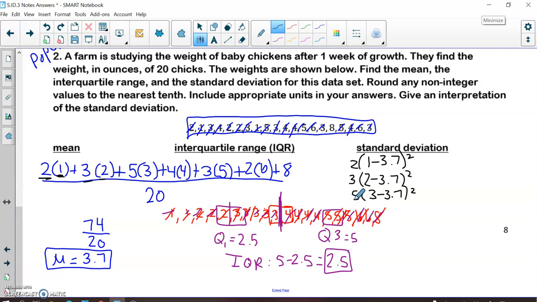Sorry, I'm going to need to move over. My next data point was 4, and I had 4 4s. My next data point was 5, and I had 3 5s. My next data point was 6, and I had 2 6s. And my next data point was 8, and I just had one of those.